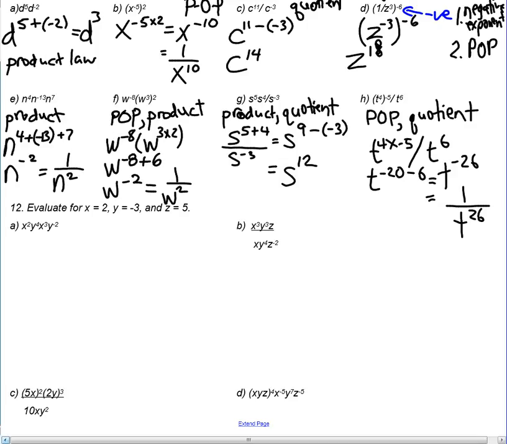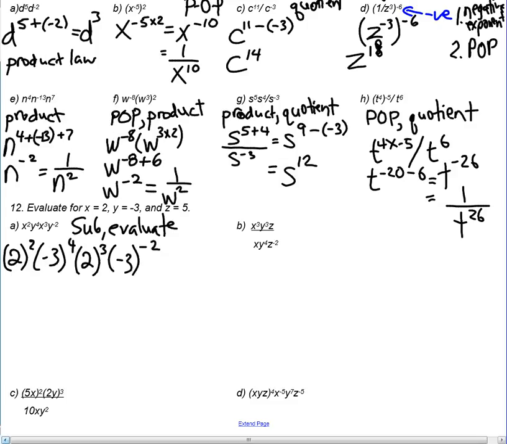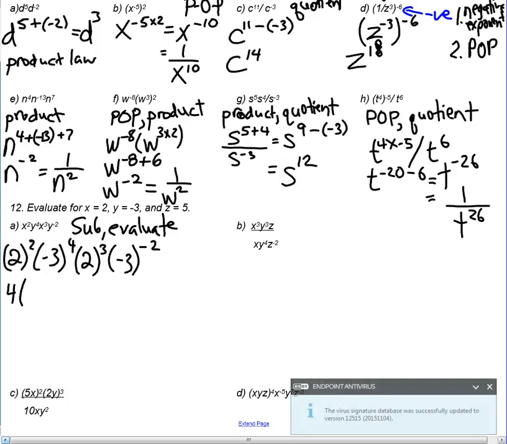So I'm going to substitute and then evaluate in 12A. So I'm going to put in 2, squaring it, put in -3 to exponent 4, put in 2 cubing it, and put in -3 to the -2. Now, when we do this, we've got 2 times 2, which is 4. -3 to the exponent 4 would give us 81. 2 cubed is 2 times 2 times 2, which is 8.